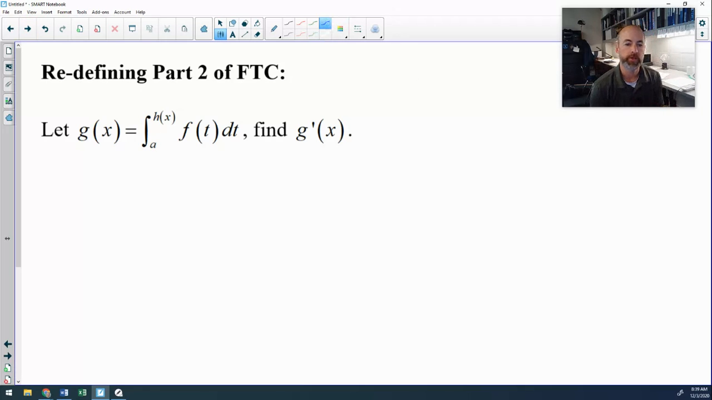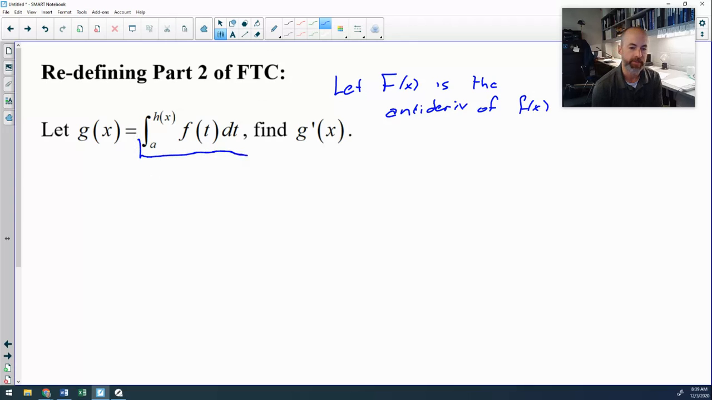So what we're going to do here is I'm just going to make the proclamation that capital F of x is the antiderivative. Capital F is the antiderivative of little f. So if I make that proclamation, then this definite integral right here ultimately turns into the antiderivative of little f, which is capital F of t. And I'll evaluate that from a to h. And that would be my function g.